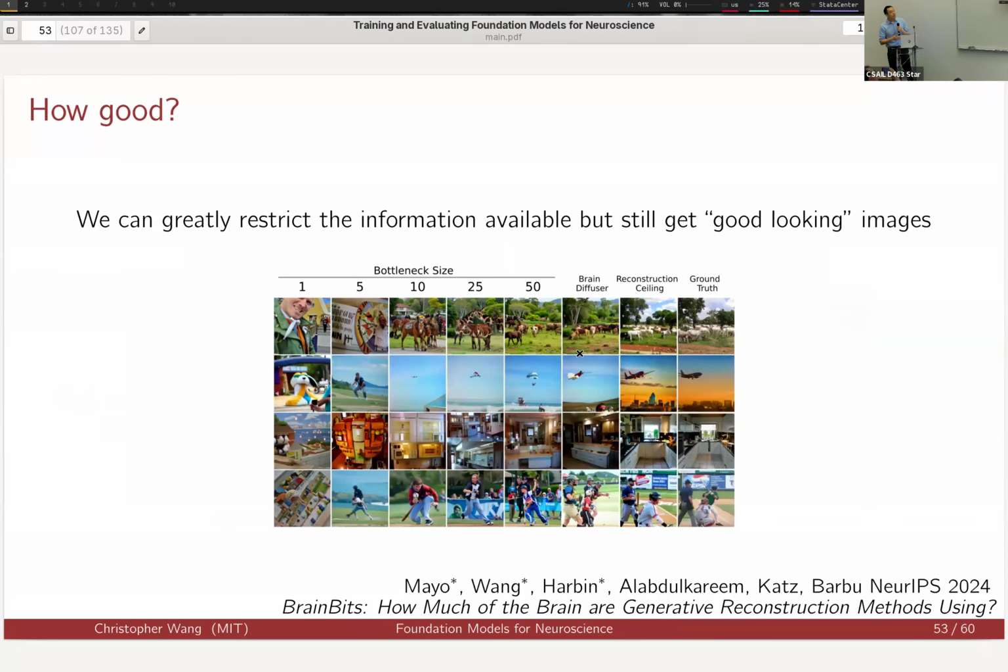Take a look at the second row. It's supposed to be a plane in the sky, and I would say with 10 floating point numbers, so down from 15,000 input voxels, you have most of the main semantic elements. You've got the sky, you've got something in the sky, and you can kind of eyeball it. I'd be curious to know afterwards where you guys would draw the line.